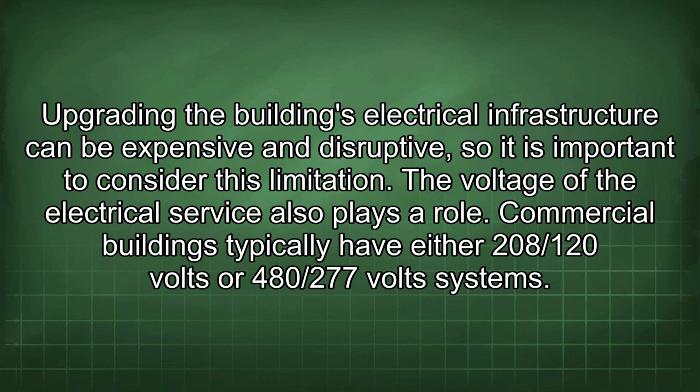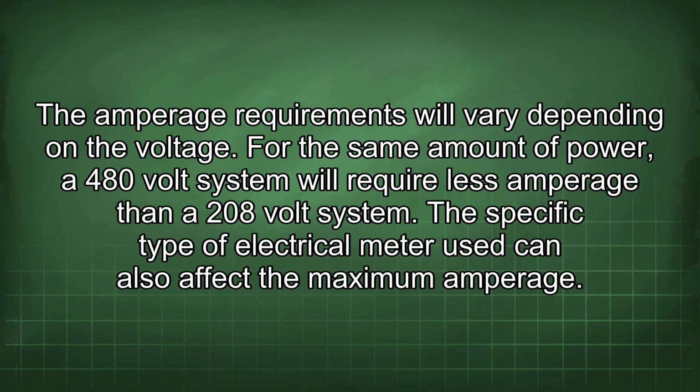Commercial buildings typically have either 208/120 volts or 480/277 volt systems. The amperage requirements will vary depending on the voltage. For the same amount of power, a 480-volt system will require less amperage than a 208-volt system.